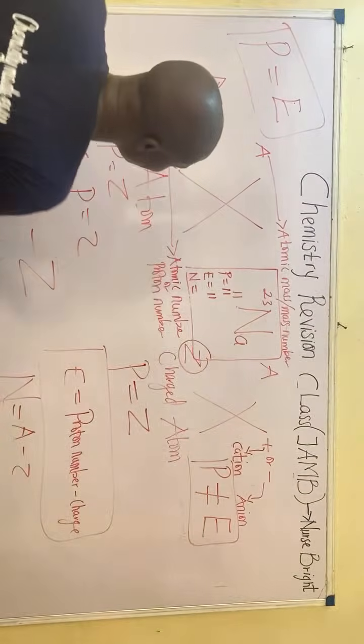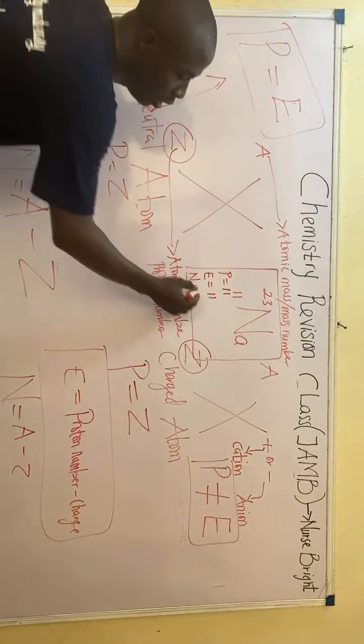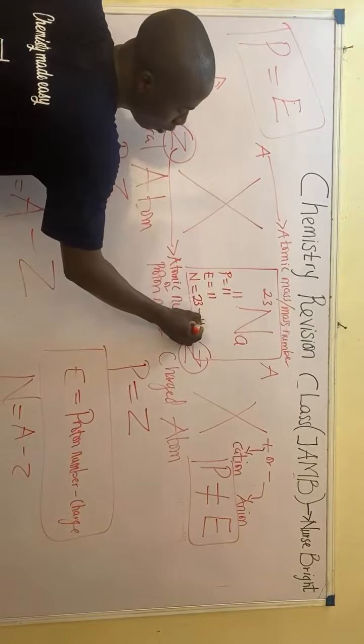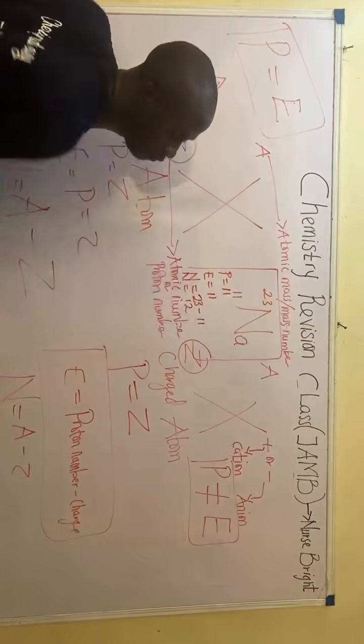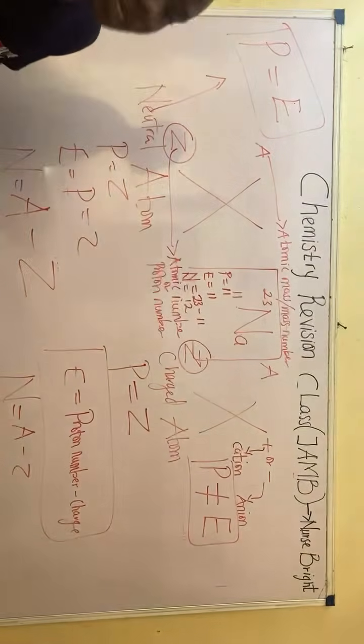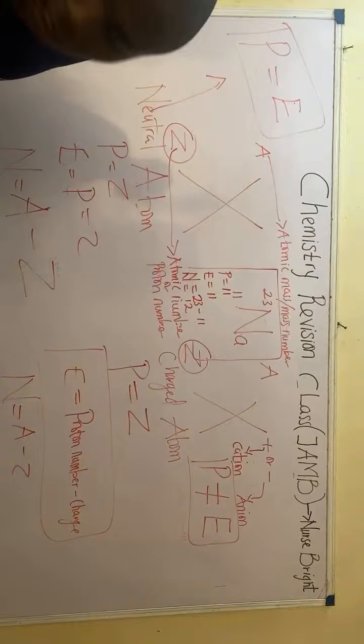So then, how do we get a neutron number? It's by saying A minus Z. What is up minus what is down? What is up, class? It is 23. What is down? 11. What's that? 12. Is it clear? Yeah, it is. It's simple. It's actually very easy.